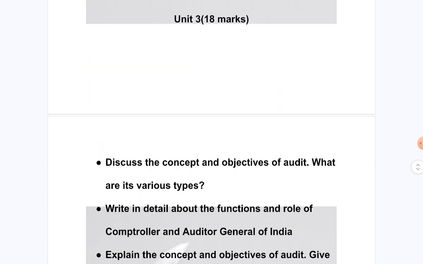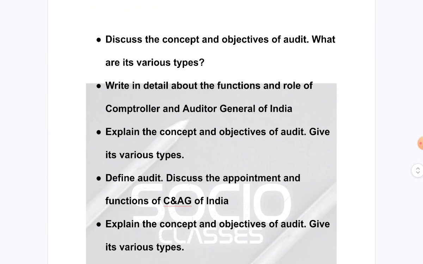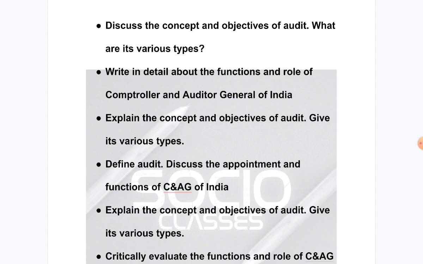Unit 3, 18 marks. Discuss the concept and objectives of audit. What are its various types? Write in detail about the functions and role of Comptroller and Auditor General of India. Explain the concept and objectives of audit. Give its various types. Define audit. Discuss the appointment and functions of CAG of India.